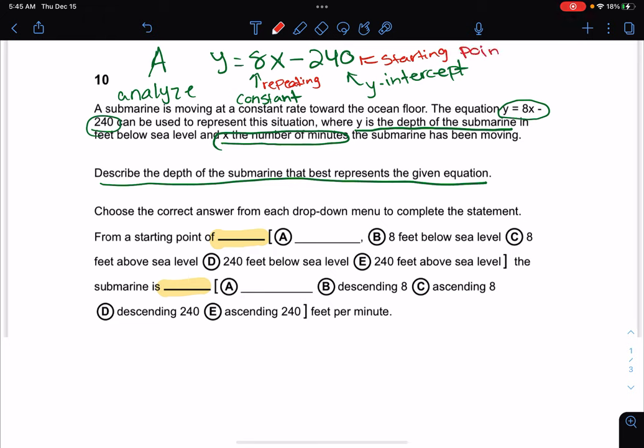So would that be a positive or a negative? Is that a positive or a negative? Oh, it says minus 240. So that would be the same thing as negative 240. So then we know that it's not going to be 8. Our answer choice is not with 8. So would it be below sea level or above sea level? Which of those would represent our negative?